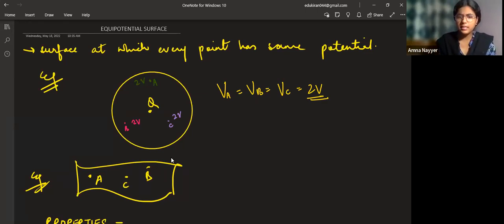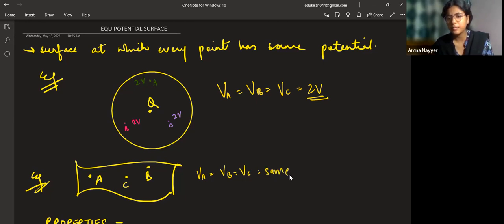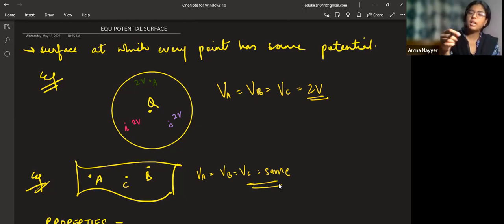If I want to say that this surface, this is a random surface that I have drawn, is an equipotential surface, all the values of potential at A, B, C should be the same. All should have the same value of potential. If you pick a potential at any particular point on the surface, you get the same value throughout that area. So a surface at which every point has the same potential, VA is equal to VB is equal to VC is equal to 2 volt.